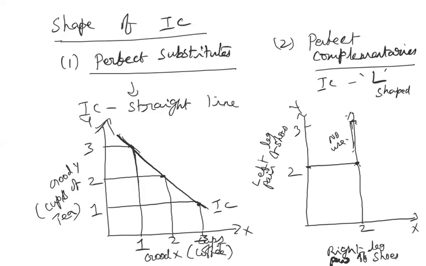In the same way, if you have left leg only two pairs, but for the right leg you have three pairs, this extra is also no use to you. So this is the combination. That's why, with perfect complementaries, this is L shaped. This is the shape of the indifference curve for perfectly complementary commodities.